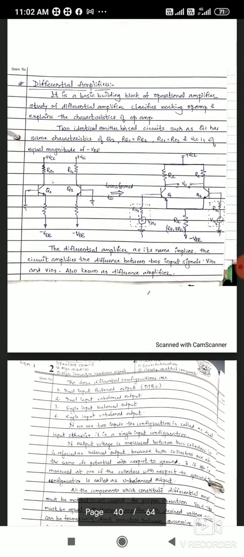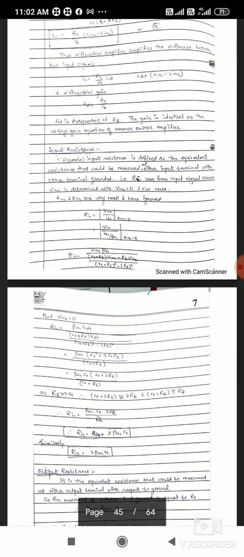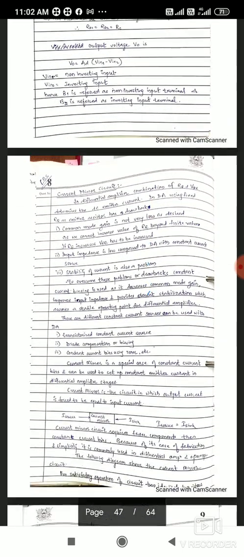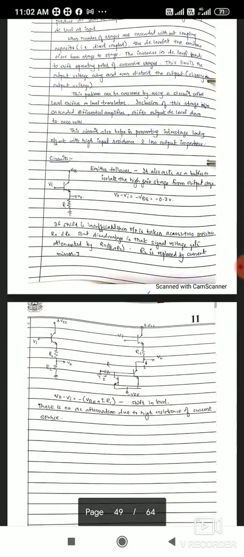So we have completed unit number 1. It takes 10 lectures. Today was the 10th lecture, nearly. So we have completed unit number 1. From the next lecture we can start unit number 2.